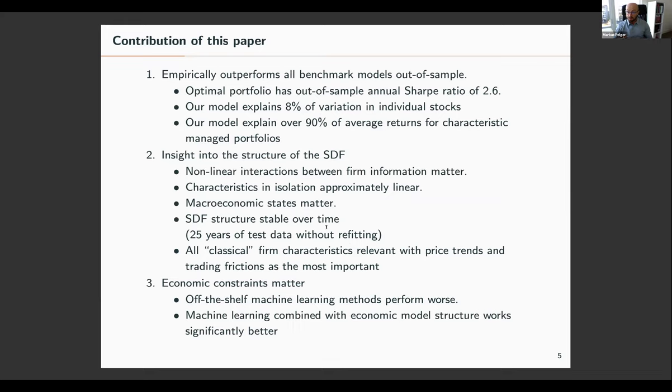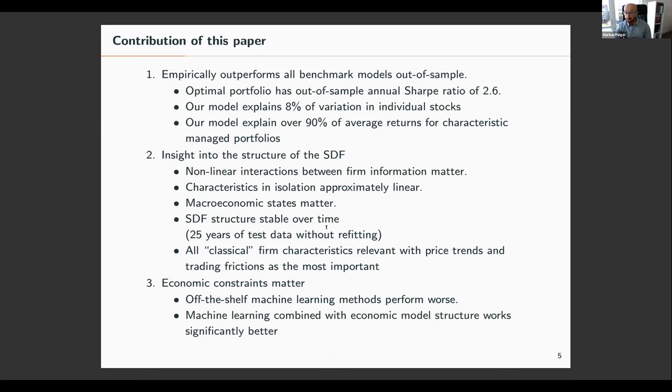So what are the findings? So first, empirically, our framework seems to work really well. And I will only talk about out of sample results here. And when I mean it works well, I mean what is the Sharpe ratio that our SDF can achieve out of sample, which is 2.6 for 25 years out of sample, which is much higher than the other benchmark models we consider.